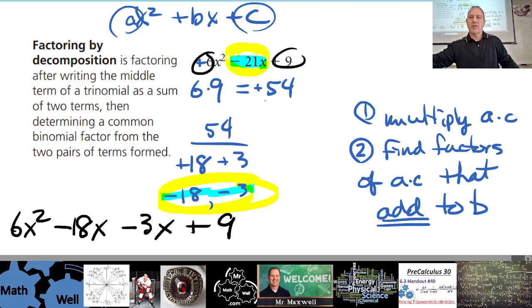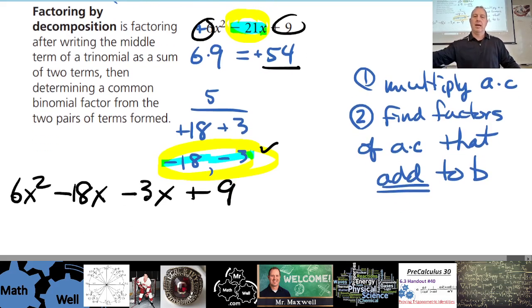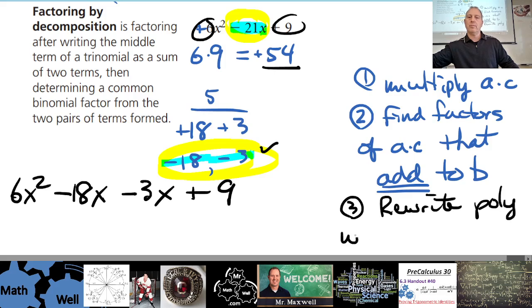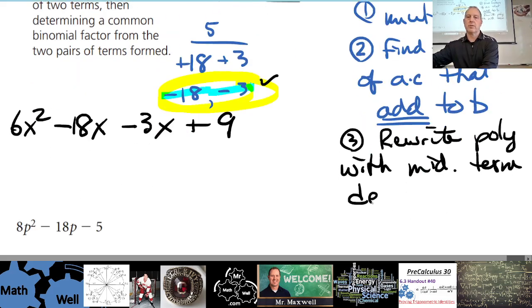A times C is 54. Factors of 54 that add up to B are here. Now we rewrite the polynomial, okay? Okay, so step 3 is rewrite the polynomial with middle term decomposed.